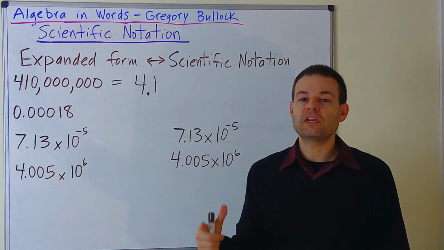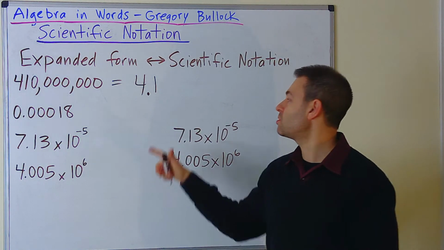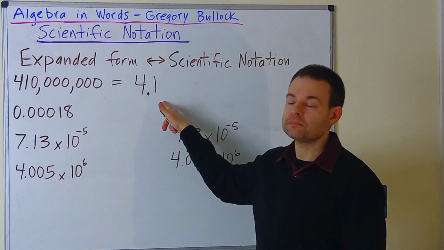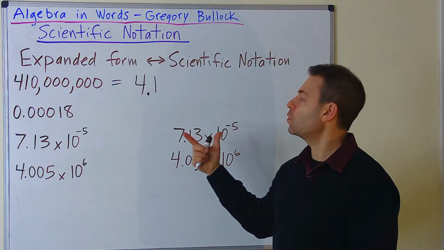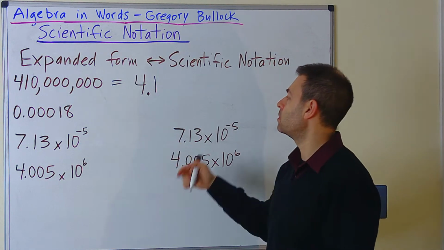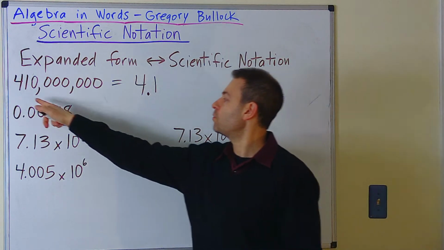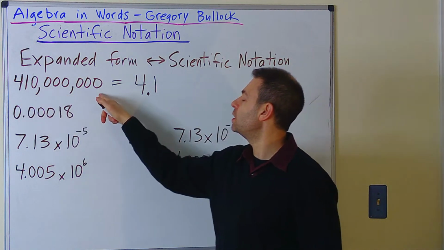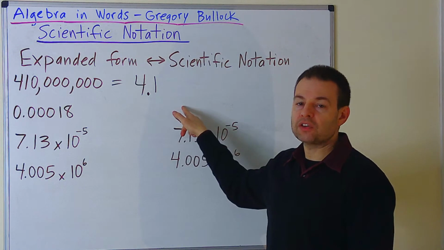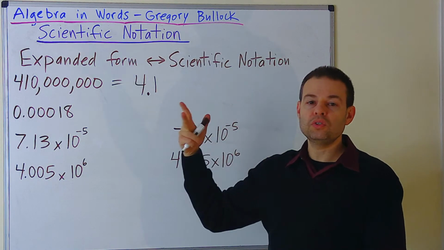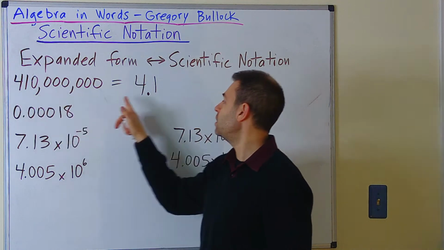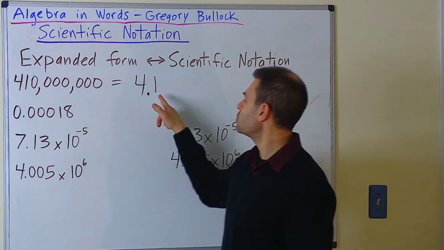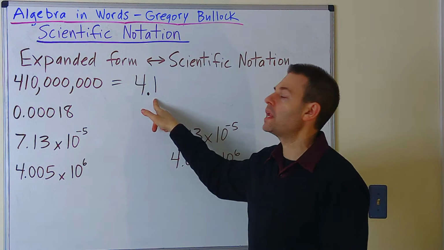But sometimes it may specify how many digits it wants in your answer in scientific notation. In that case, for example, suppose it says convert 410 million into scientific notation with 2 digits. Well, the first one would always be the first digit. You need at least that one. And usually you have a second one, but you may or may not.